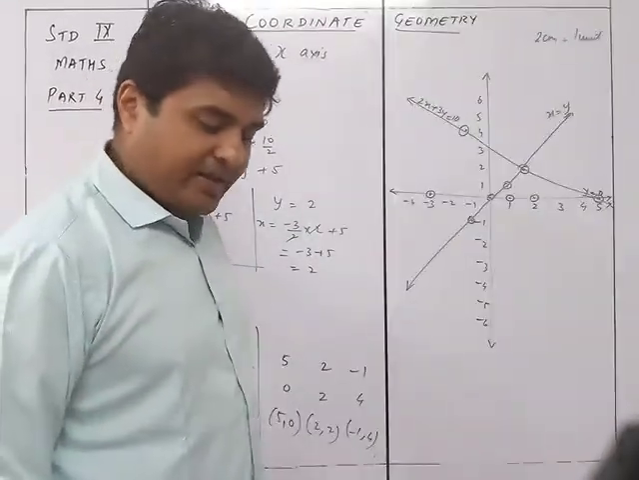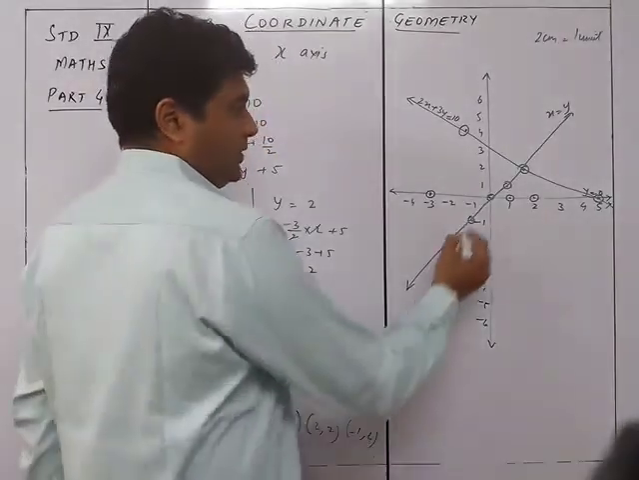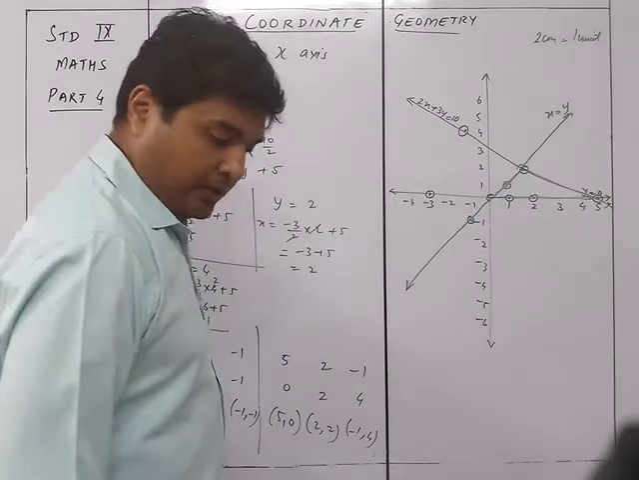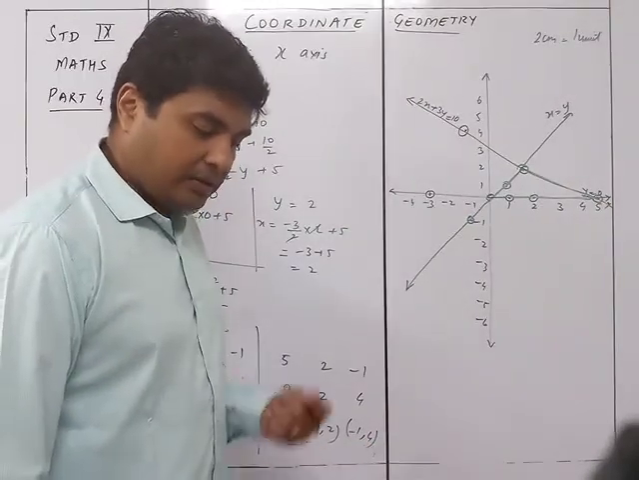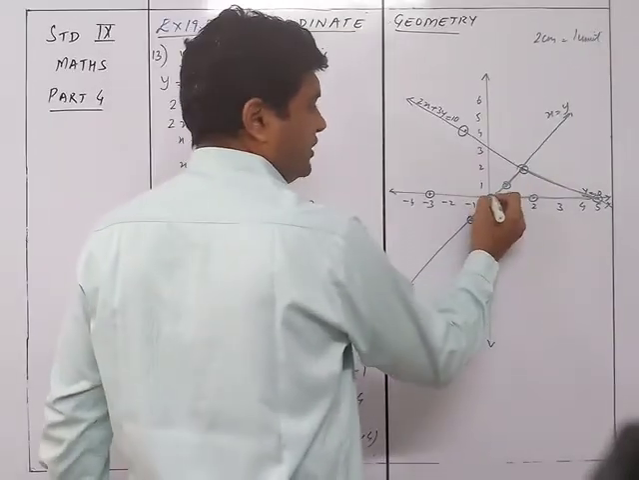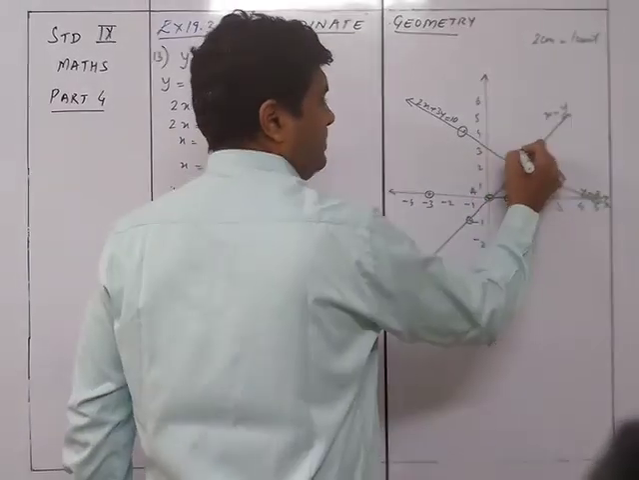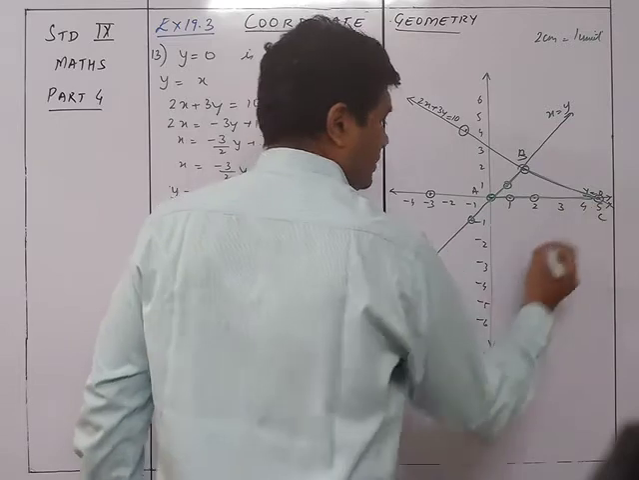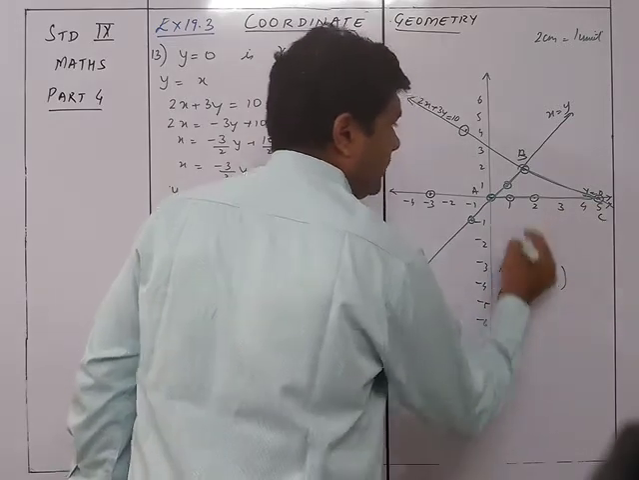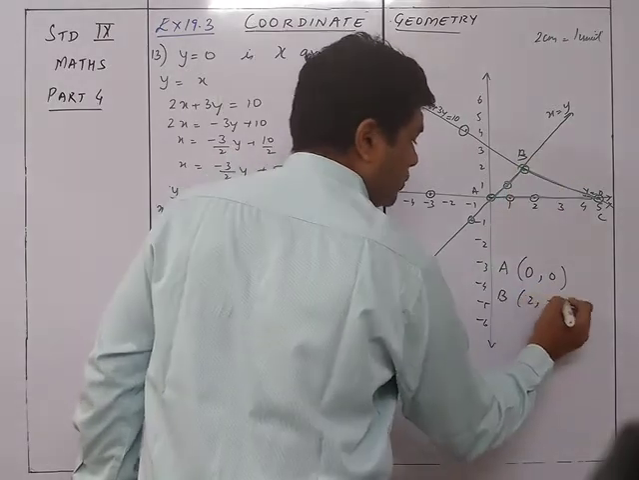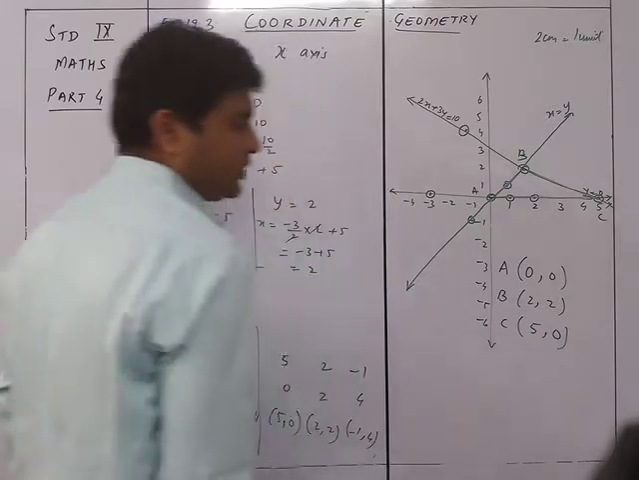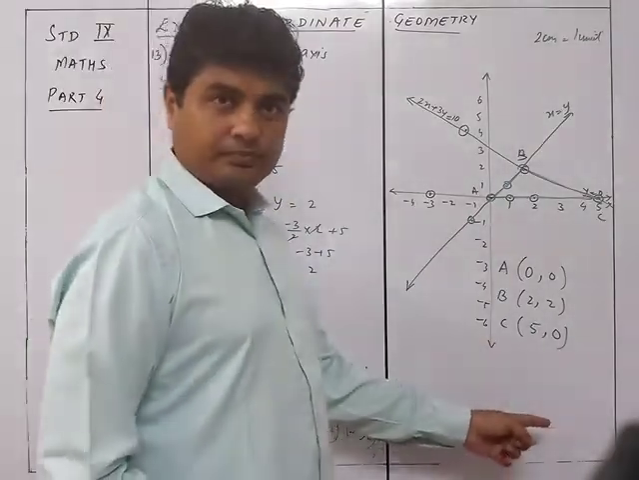What we need to find out is the area formed by these lines. So what is this? Line 1, line 2 and line 3. Now first of all, find graphically the coordinates of the vertices. So here, first point. So this is A, B and C. So we got A is 0 comma 0, B will be 2 comma 2 and C will be 5 comma 0. So that is the coordinates of the points.